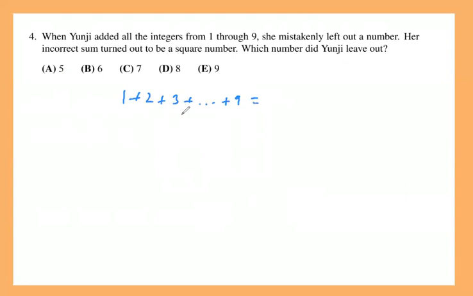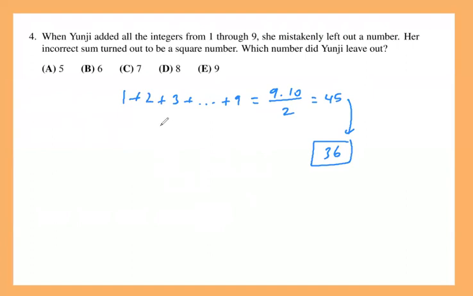If you add these, you can pair the first and the last, or you can just use the Gauss formula, which is 9 times 10 over 2, which is 45. So when you add all these integers, you should get 45, but we are missing one of these numbers. And when we take that missing number out, the result is also a perfect square. The previous perfect square, 49, is larger than this, so 36 is the largest perfect square that is close to this number.